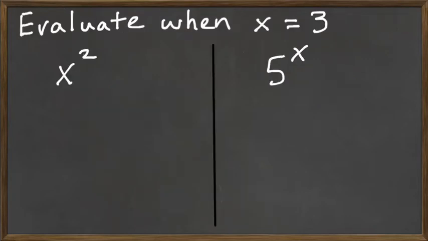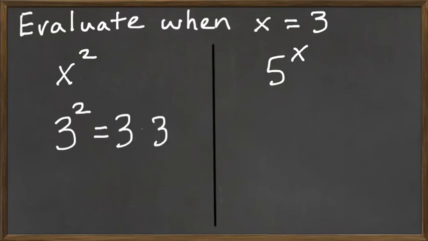Let's look at some more examples here. We're going to evaluate when x equals 3. So here's two separate examples. The one on the left, again, we're going to replace x with, in this case, 3. And I'm going to get 3 squared. And 3 squared is like 3 times 3. And 3 times 3 is 9.